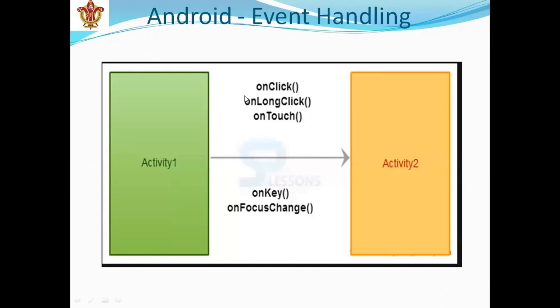So in the diagram, here you can see activity 1 and activity 2. There is one arrow going from activity 1 to activity 2. So on click, we can go from activity 1 to activity 2. On long press click, we can also go from activity 1 to activity 2. And on touch process, we can go from activity 1 to activity 2.